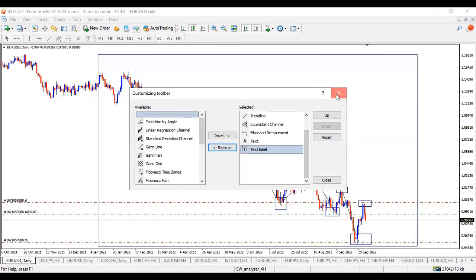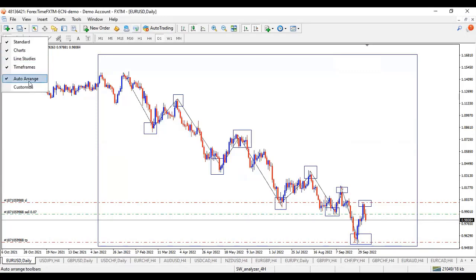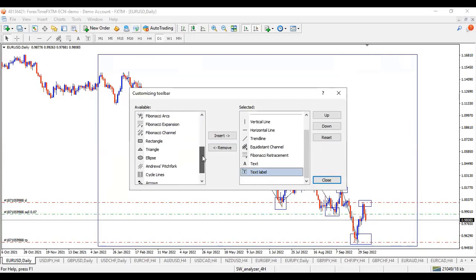Okay, so you will come here, right click and then click on customize and then scroll down, select if you want a triangle. The triangle is what we normally use to draw our zones, to mark the zones on the charts as well. If you're marking support and resistance, we normally use the triangle. So click on it. The rectangle. Oh, I say triangle, sorry. So select rectangle and click on insert.